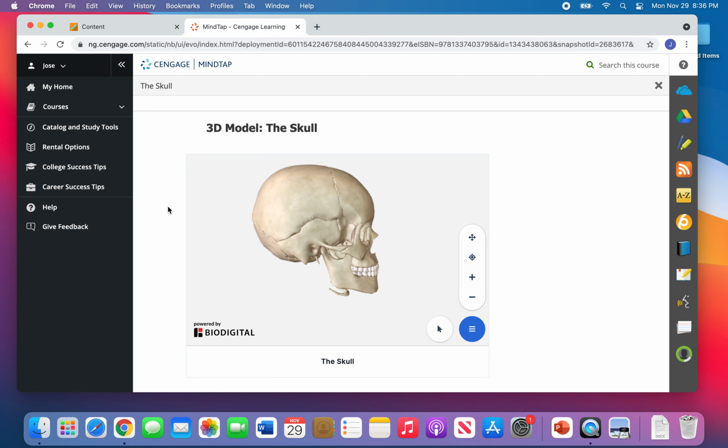Now for the next pair, we'll be looking at the temporal bones, which are located here inferiorly to the parietal bones. The temporal bones, which are also a pair.